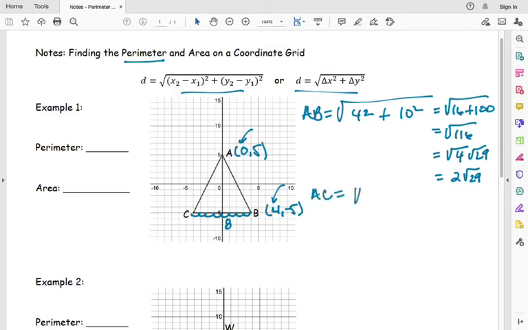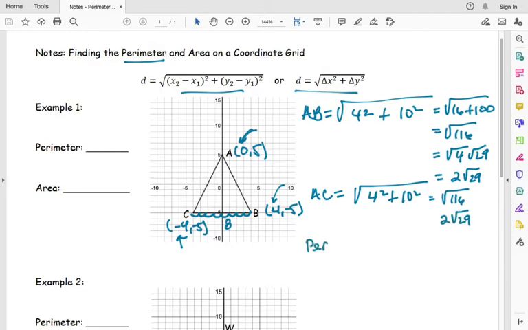Okay, again, for my change in x, I go from the C value, which is at negative 4, negative 5. So I go from an x value of negative 4 to this x value of 0 right here. So that's a change in x of 4. My change in y goes from negative 5 to 5, so a change of 10. So again, square root of 116, which simplifies to be 2 square root of 29.